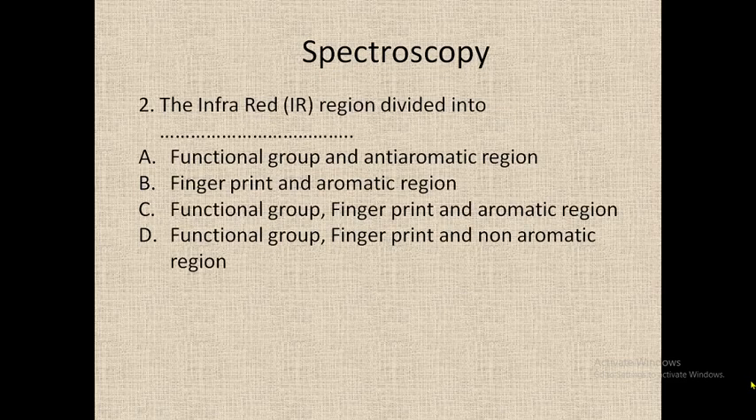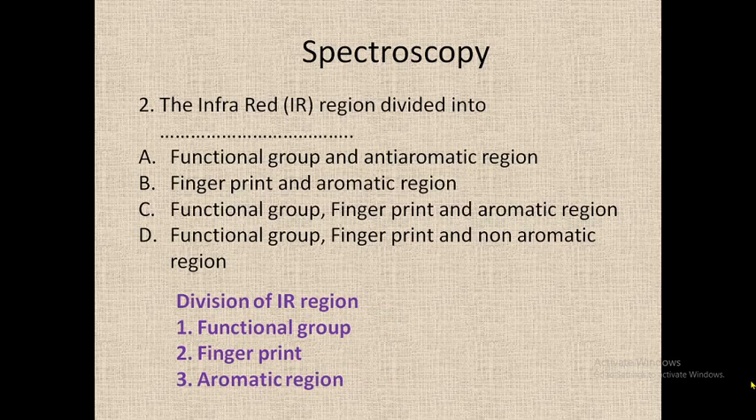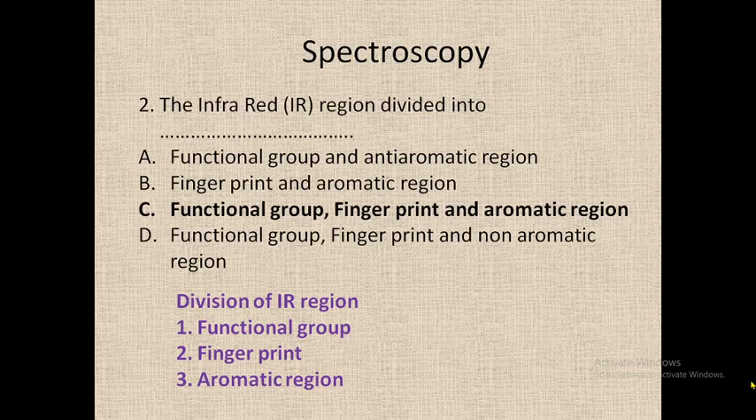The infrared (IR) region is divided into dash dash. Option A, functional group and anti-aromatic region; B, fingerprint and aromatic region; C, functional group, fingerprint and aromatic region; and last, D, functional group, fingerprint and non-aromatic region. So what is the answer? Let's see how the IR region is divided. It is divided into three parts: functional group region, fingerprint region and aromatic region. Hence the answer is C.